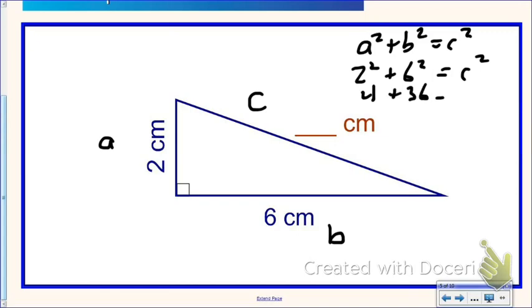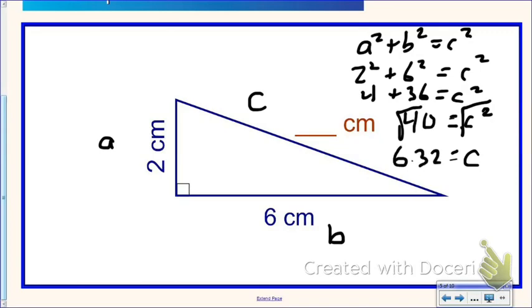So 4 plus 36 equals c squared. So if 40 equals c squared, my answer is going to be the square root of 40. And so if I put that in my calculator, the square root of 40 is 6.32. So that's the length of this missing side.